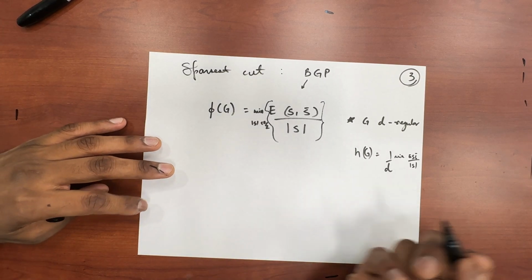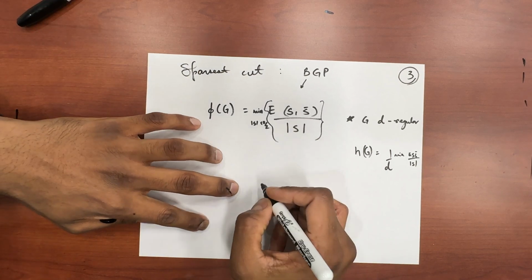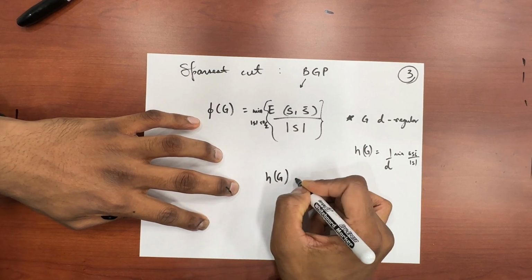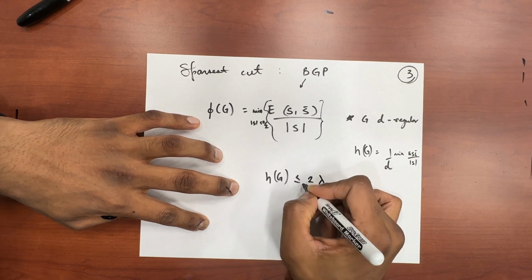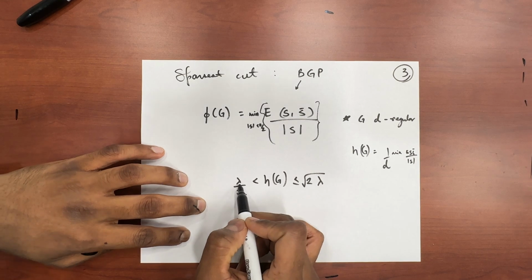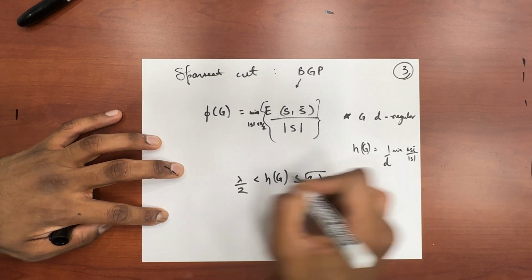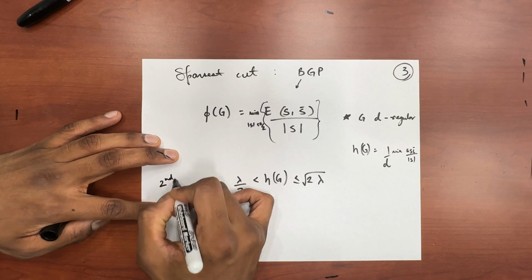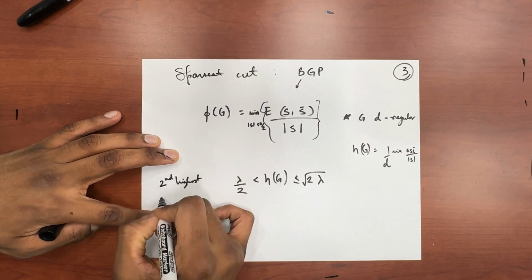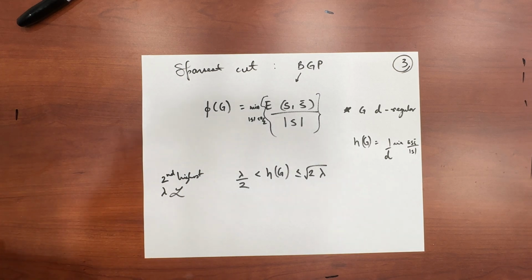So for a d-regular graph, because we had an entire class on d-regular graphs and eigenvalues and so forth, we had that h of g is less than 2 lambda and is greater than lambda by 2, right? Where lambda was the eigenvalue gap. Essentially, let me remind you, this was the second highest eigenvalue of the Laplacian operator for the graph, right?